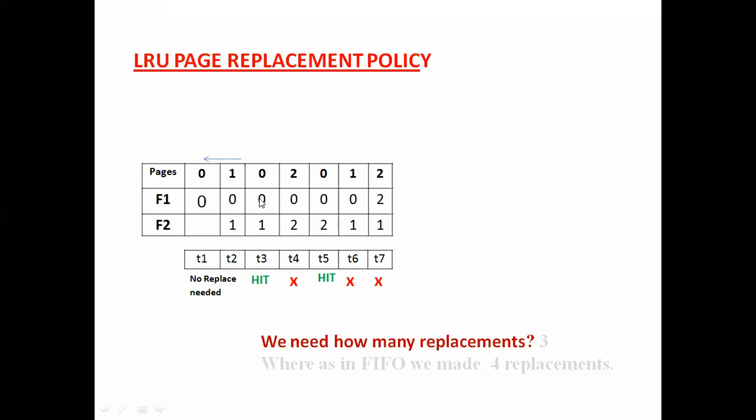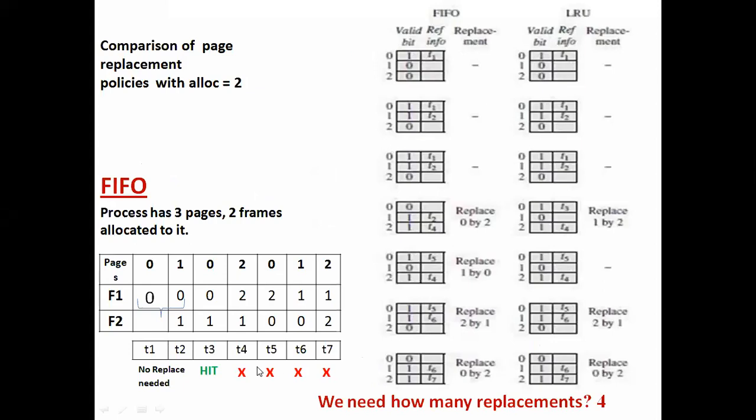And from the third page onward, I can go for the replacement to be done. According to the LRU policy, upon solving this particular problem, you will encounter how many page faults? 3 page faults. When compared to first in first out, we had how many page faults? 1, 2, 3, 4 page faults or page replacements were done here.